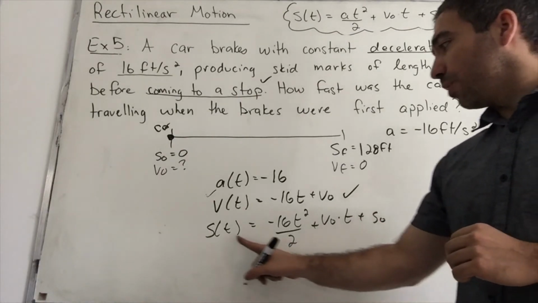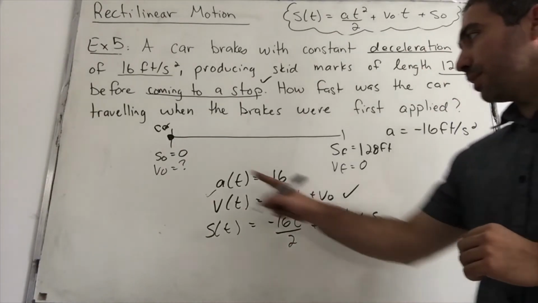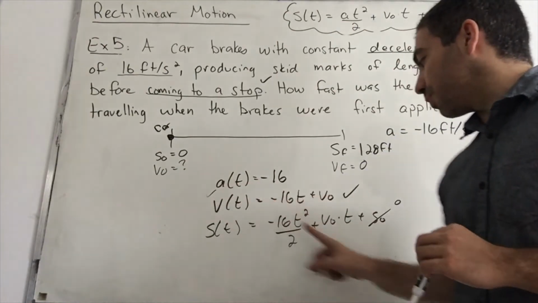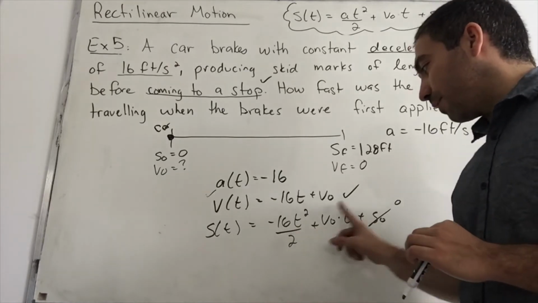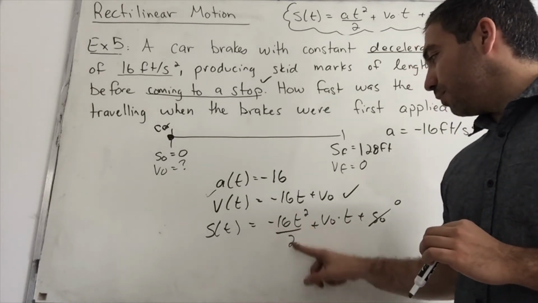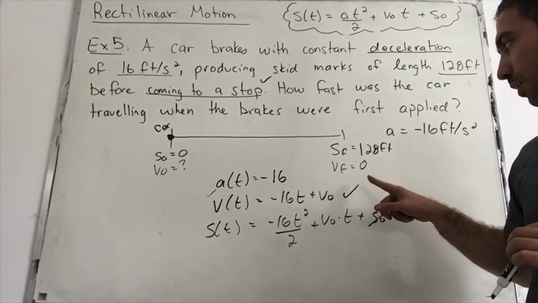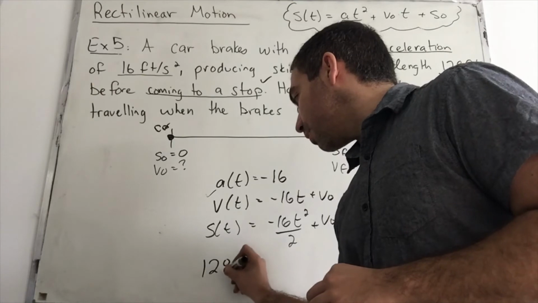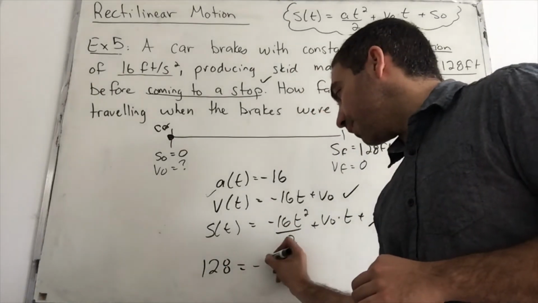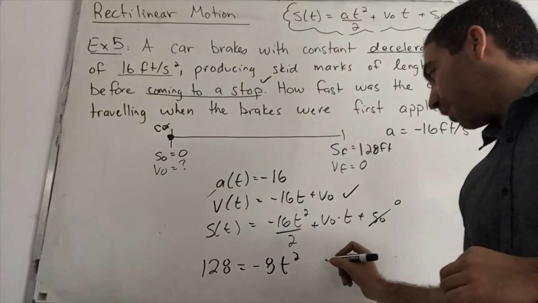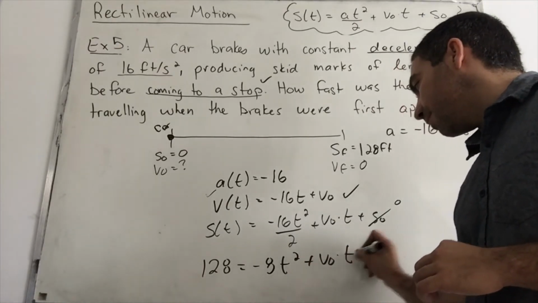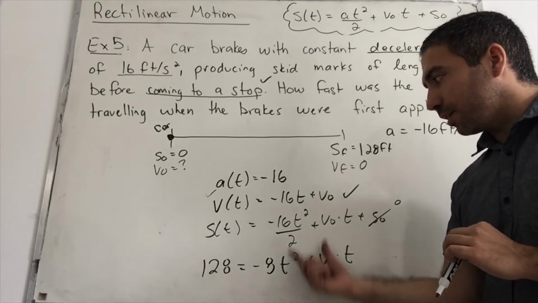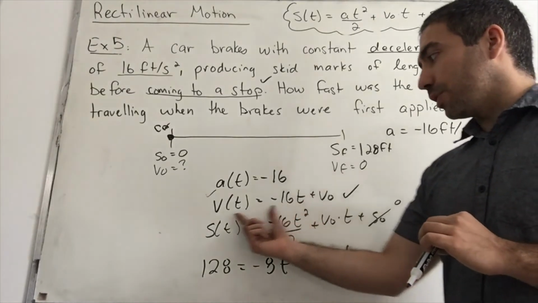From the second equation, what do we know? We know the S0 is 0, so this is gone. We know that we don't know V0, that's what we're looking for. We don't know time, so we're kind of holding off on this. T we still don't know, and S final is 128. So we get 128 equals negative 16 over 2 is negative 8 t squared plus v0 times t. This is what we have so far. We still have two unknowns. But the good thing is that the two unknowns that we have here are the same two unknowns that we have up here. That's what you have to catch.